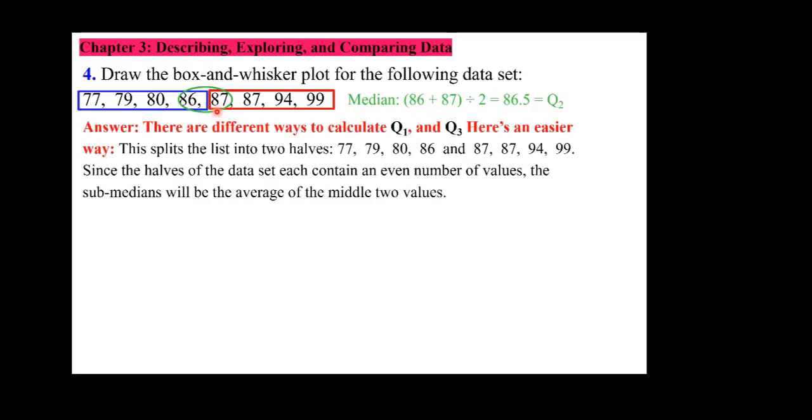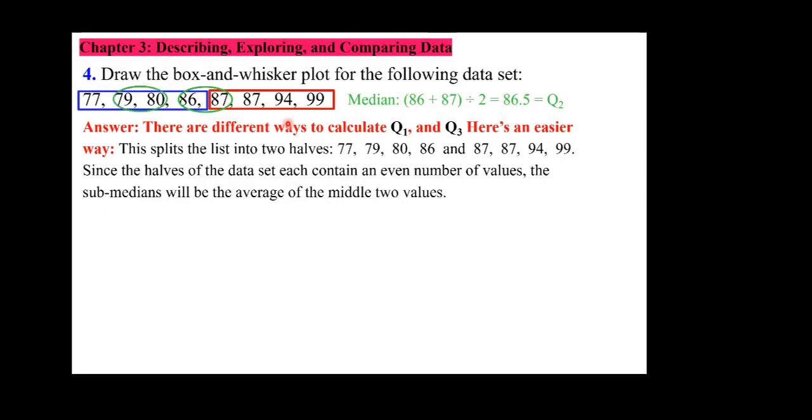There are different ways to calculate Q sub 1 and Q sub 3. Here's an easier way. I hope you remember when we did the easier way. We cut this into 2 equal halves. The median for the bottom half is Q sub 1. The median for the top half is Q sub 3, as I have shown you before.